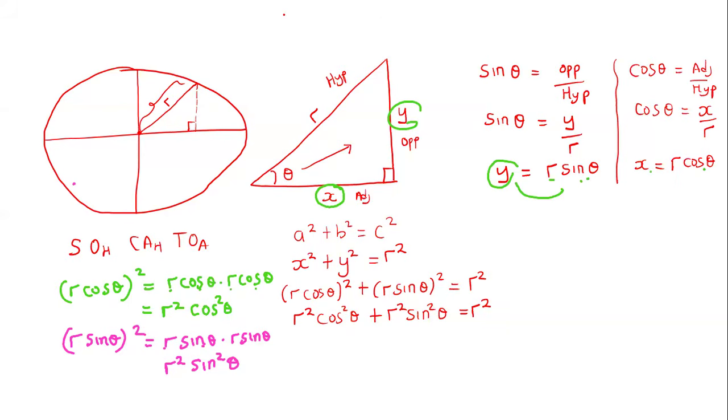Now, when you look at what we have here, you notice that r squared is common. r squared is here, and also r squared is common here. Meaning that r squared is a common factor. So when it is common, I can pull it out. So I can say r squared into cos squared theta plus sine squared theta is equal to r squared.